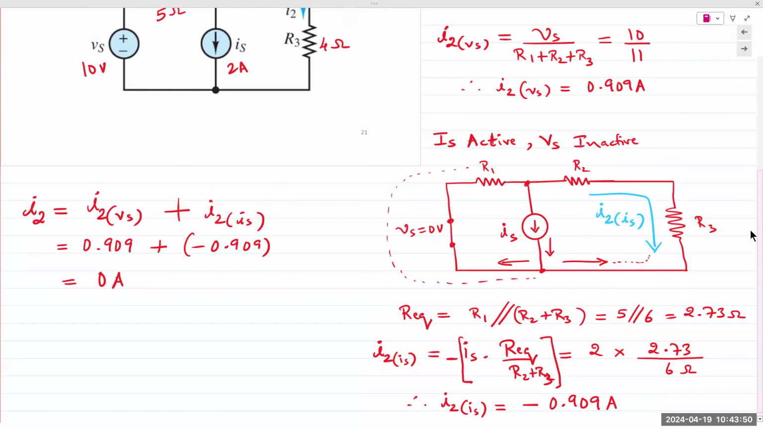No, the voltage source is providing enough current to create 0.909 in one direction. And the current source is providing enough to create it in the other direction. Cancel each other out, yes. Essentially, if you were to calculate the voltage across R3 or across R2 and R3, the voltage at both ends would be 0 volts. That's what it would be.